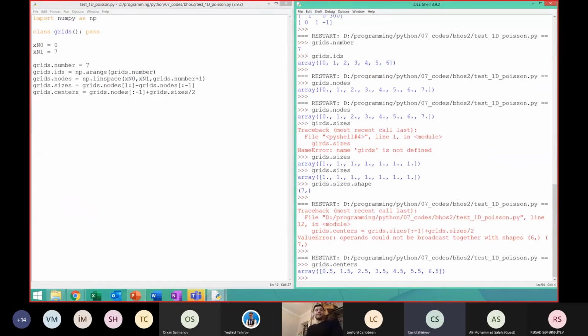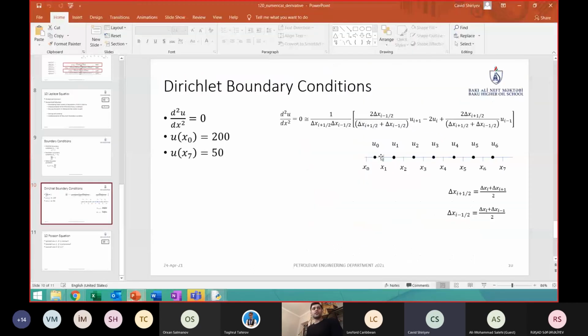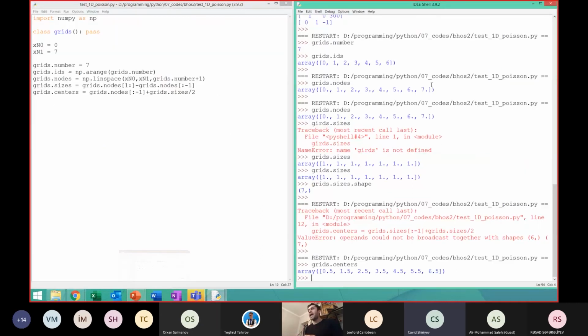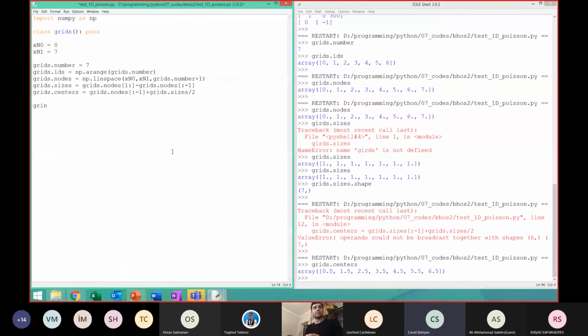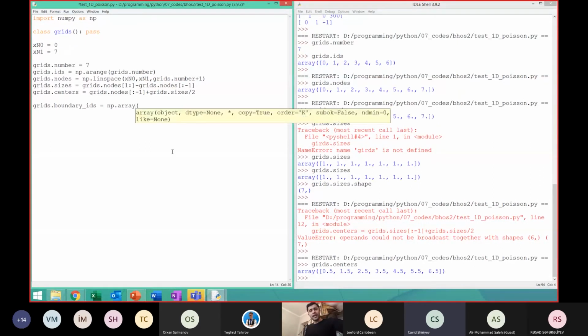Now, I also need some information regarding the boundary grids. In this discretization, the first element is the left hand side, and the last element is the right hand side. So I'm going to add information about the grid boundary IDs, the IDs of the boundaries located in this one-dimensional discretization. It's going to be an NP array, because I want to select the first element and the last element.